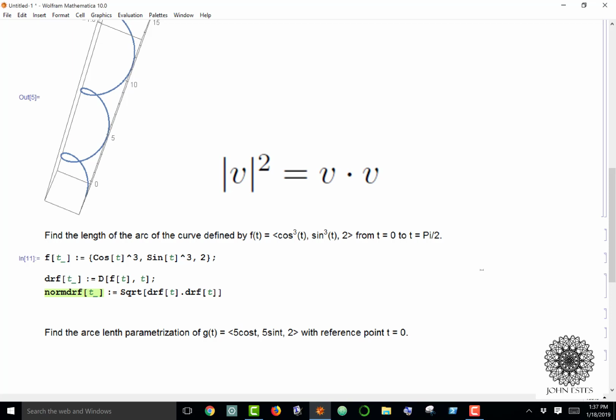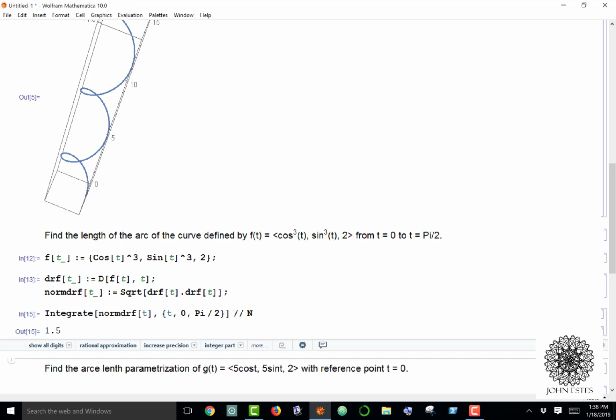Why is that? Because if you remember, the norm squared is the dot product. So if I take the square root of the dot product of the derivative with itself, I have found the magnitude of the derivative, and I have this as a function of t. Make sure these are all evaluated. Now to find arc length, I just need to integrate that norm, with t going from 0 to pi over 2. I probably want this as a decimal, so I'm going to use N to get my decimal value. And there it is. The arc length is 1.5.